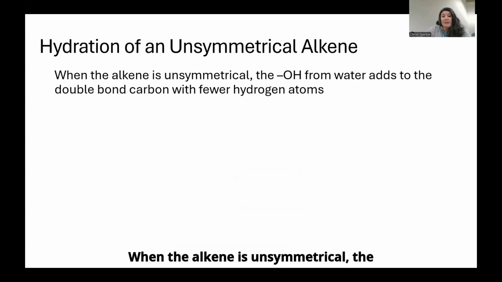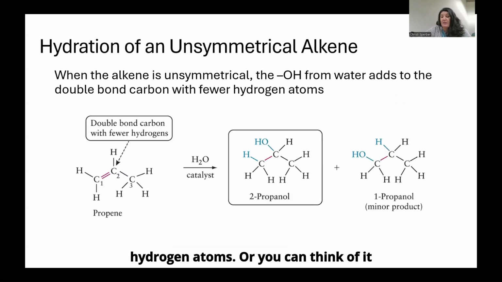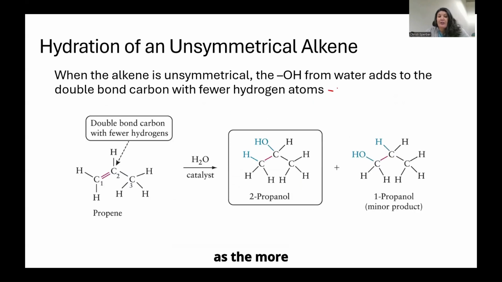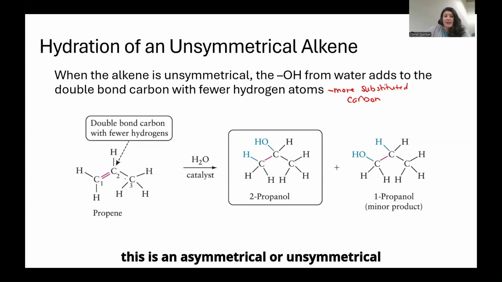When the alkene is unsymmetrical, the hydroxyl group from water adds to the double bond carbon with fewer hydrogen atoms, or you can think of it as the more substituted carbon. So this is an asymmetrical or unsymmetrical alkene.